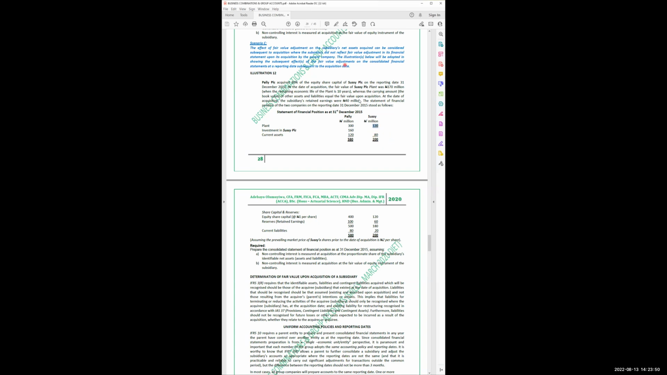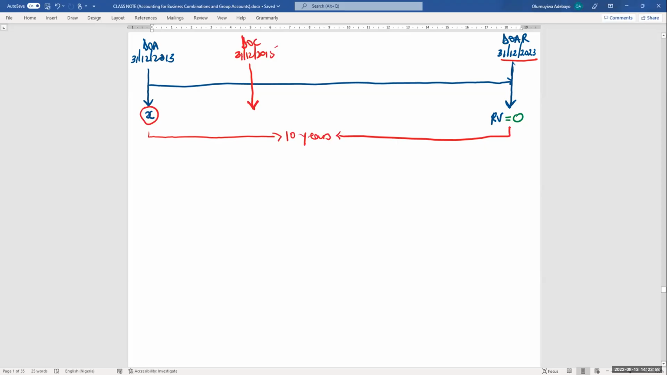And what that presupposes is that this is the value after depreciating that plant in the last 2 years from the date of acquisition. And this is premised on the information made available, which means as at this date, it is 120 million naira.